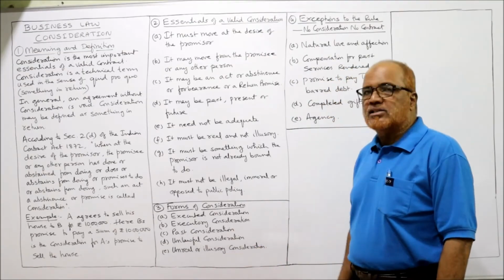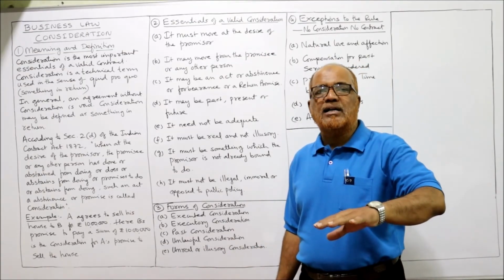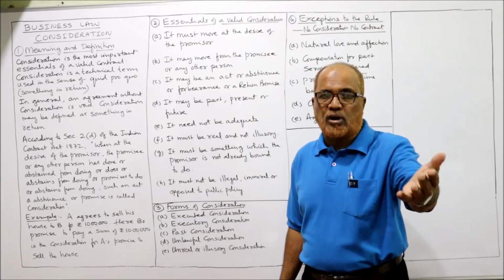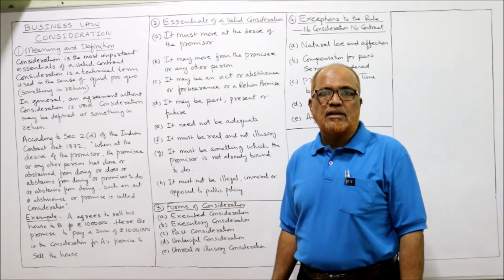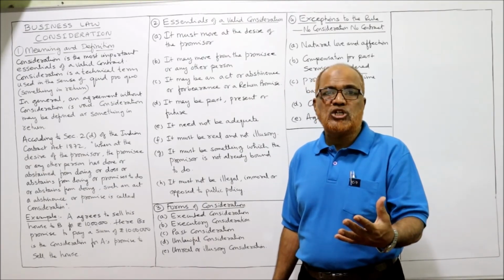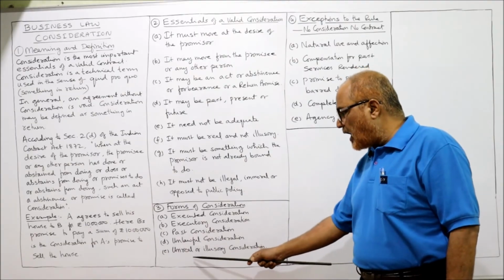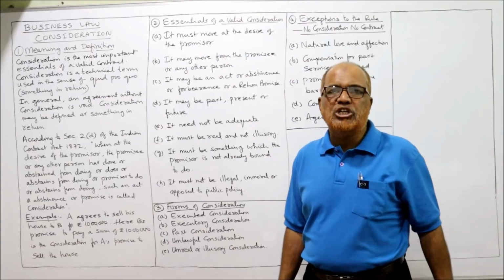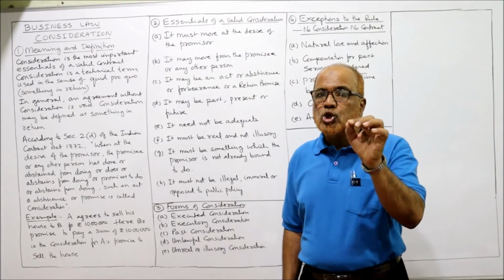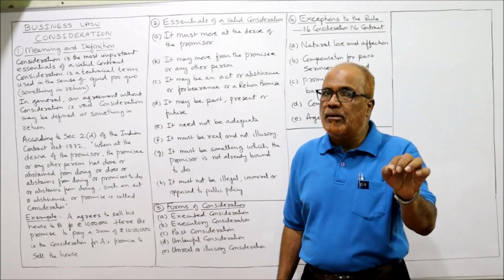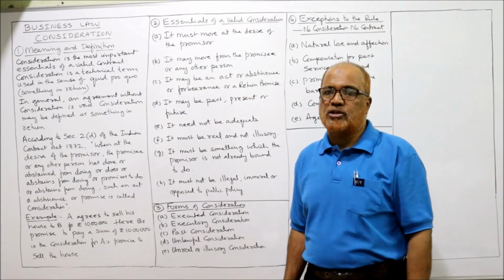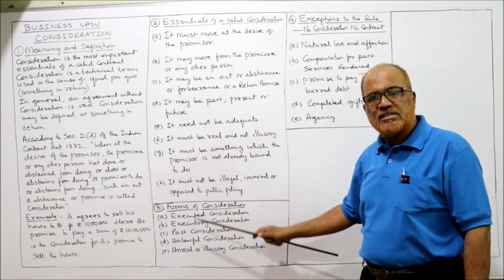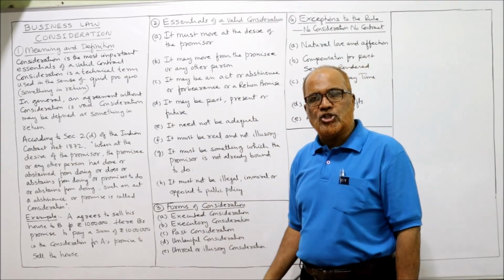Then unlawful consideration. Unlawful consideration means the consideration which is opposed to public policy, which will cause some injury to another person or the property of another person, or is fraudulent in nature. These are unlawful consideration. Unreal or illusory. Illusory means imaginary consideration. The consideration should not be illusory, should not be imaginary, it should be real consideration. That's all. So I have explained to you the meaning, definition, essential elements and forms of consideration.